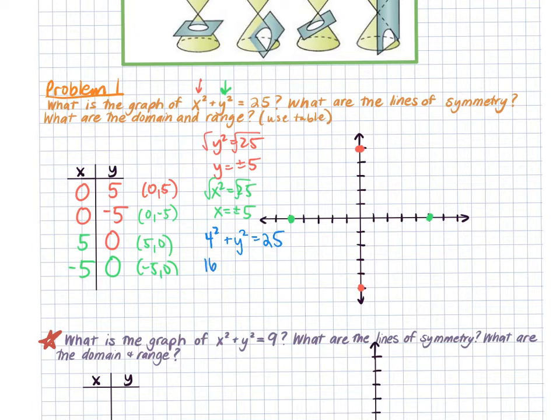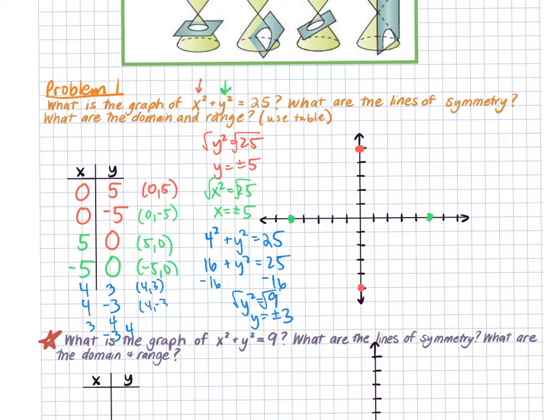16 plus y squared equals 25. If we subtract 16 from both sides, we get y squared equals 9. If we take the square root of that, we get y equals plus or minus 3. That would work also if y is 4. So when x is 4, you get two y's, 3 and negative 3. Since they're interchangeable, if y is 4, you also get 3 and negative 3. So we have 4 more points: 4, 3; 4, negative 3; 3, 4; and negative 3, 4.